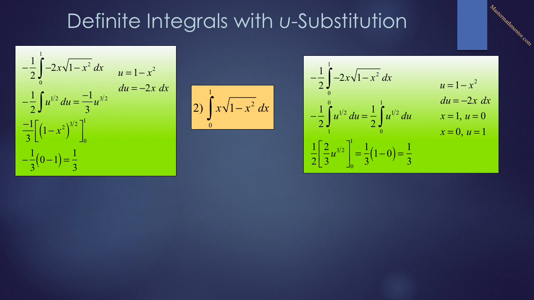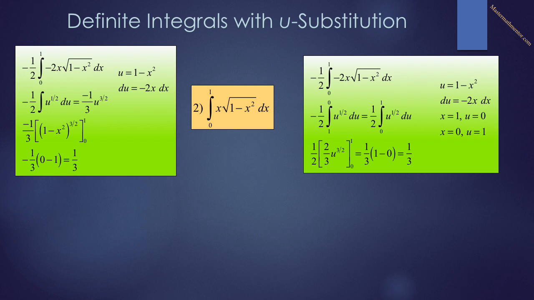Let us now change the limits. If x is the lower limit, 0, then u is equal to 1. If x is the upper limit, 1, then u equals 0. So our integral is negative 1/2 the integral between 1 and 0 of u to the 1/2 du.